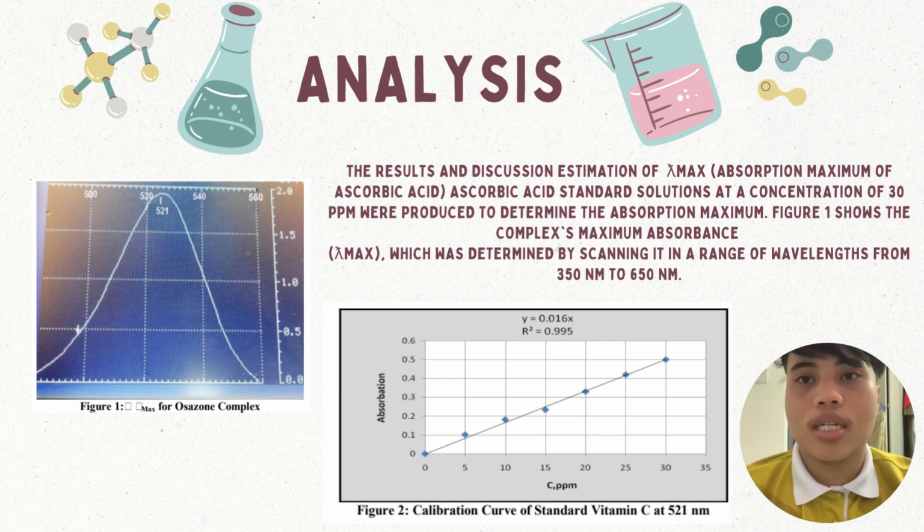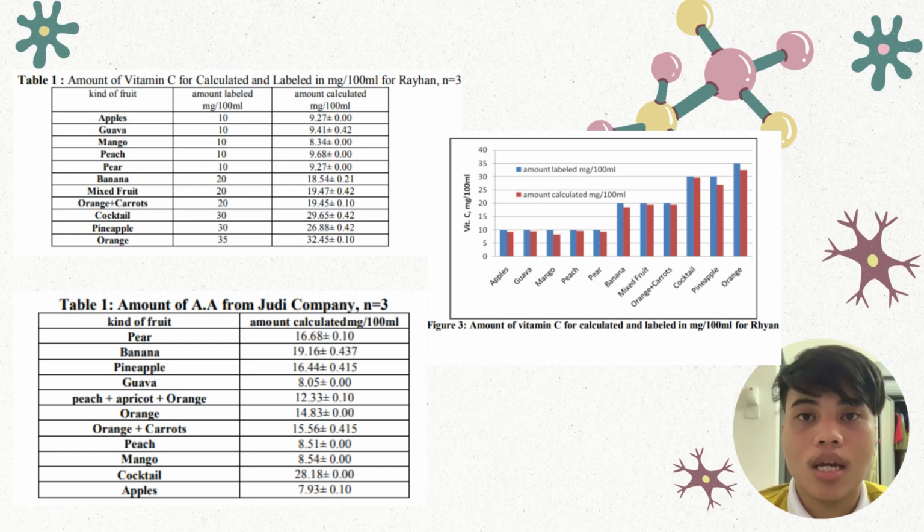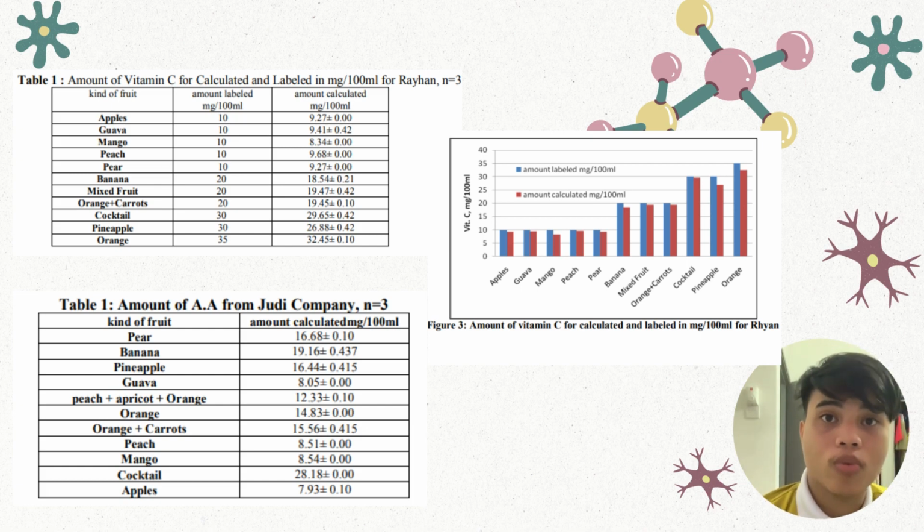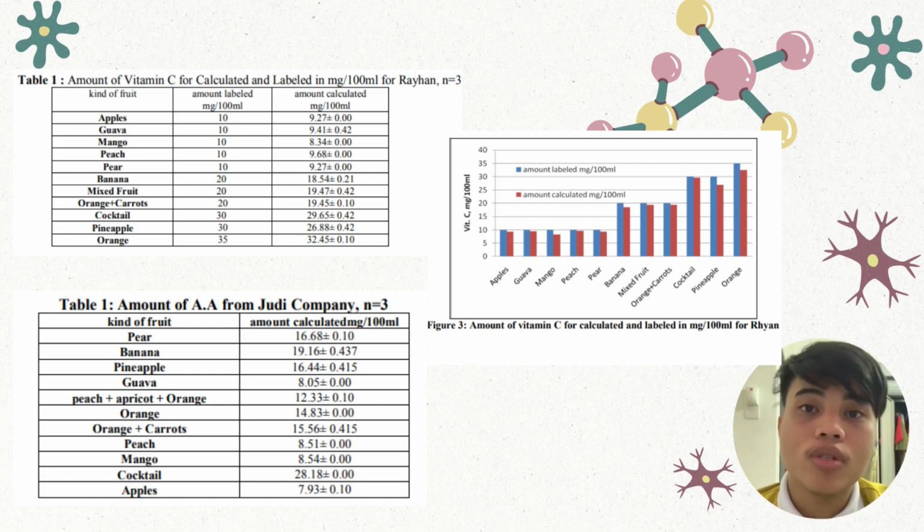And ascorbic acid has a limit of quantification LOQ of 0.017 ppm and a limit of detection LOD of 0.01 ppm, 3 out of 10 measurements of standard solution. For 10 measurements of the standard solutions, ascorbic acid concentration of 7 ppm, the relative standard deviation was 2.4%, and the calibration curve of the osazone complex, which was created from a number of ascorbic acid standard solutions, is shown in figure 2. So this is table 1, which shows the amount of ascorbic acid in packet fruit juice.